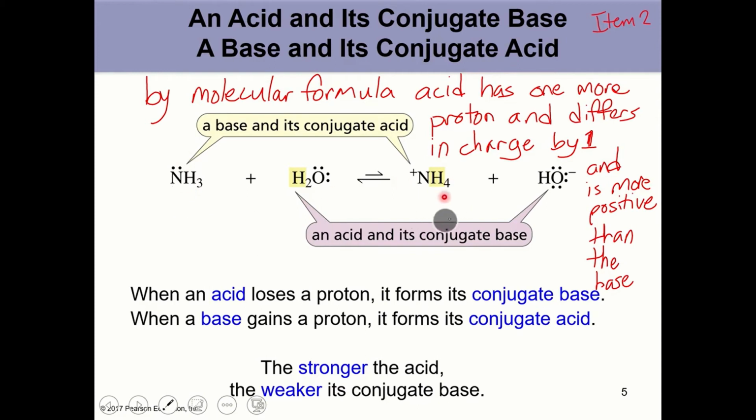Ammonia, as a conjugate base, has a conjugate acid ammonium ion, and so ammonium ion as the acid should have one more proton than ammonia, the base. Also, when the conjugate base is neutral, the conjugate acid should be positively charged. So notice that ammonia, NH3, has 0 charge, and ammonium ion has a charge of positive 1.